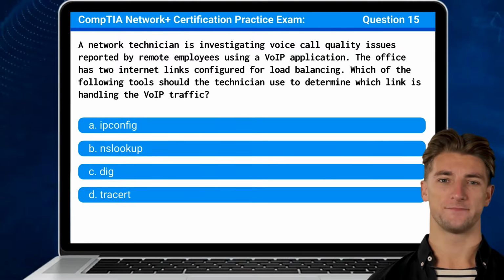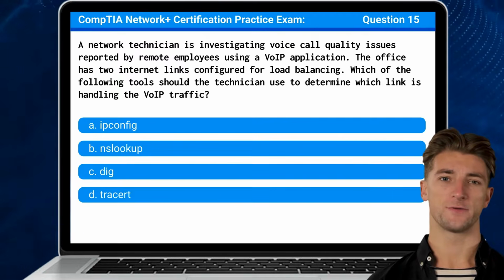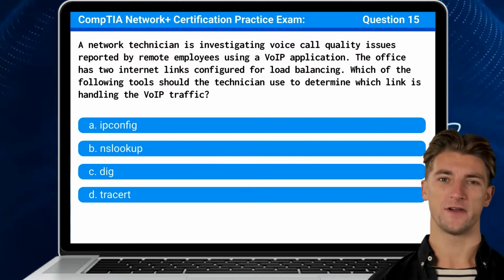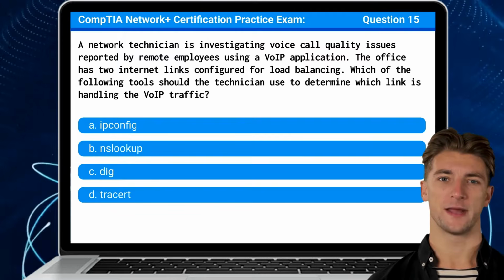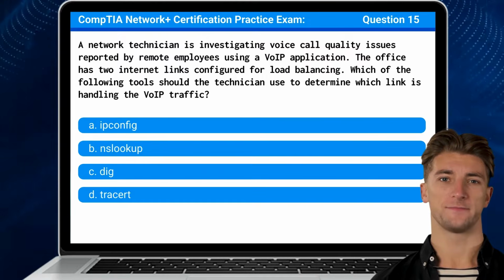Question 15. A network technician is investigating voice call quality issues reported by remote employees using a voice over IP application. The office has 2 internet links configured for load balancing. Which of the following tools should the technician use to determine which link is handling the voice over IP traffic?